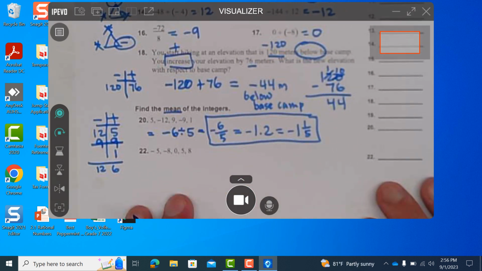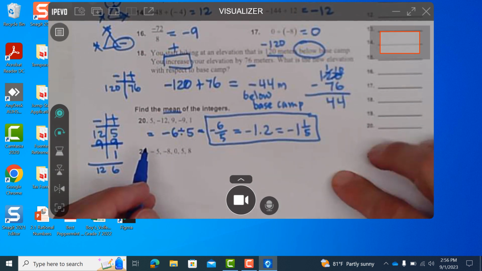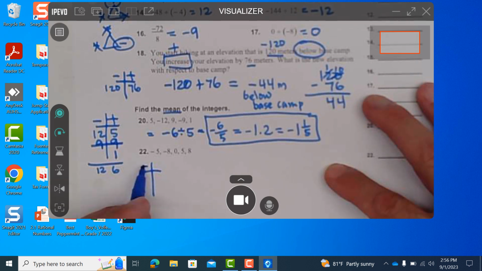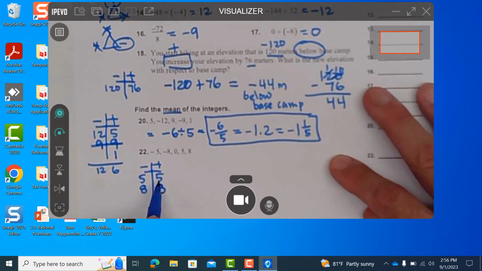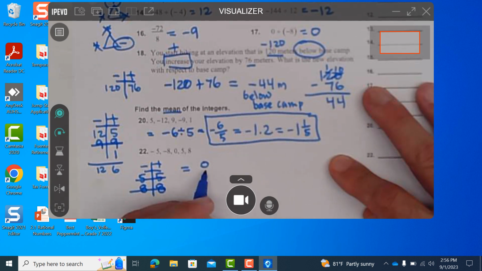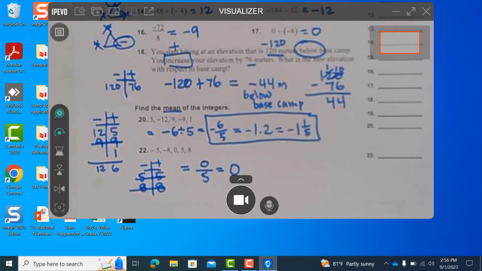All right, looking at number 22. If you're doing the same thing, you're going to add those numbers up, negative and positive. So I have 5 negative, 8 negative, 0, 5 positive, and 8 positive. Well, based on what we did in the last problem, we crossed these 9s off because they were on both sides of the T-chart. 5 and 8 are also on both sides of the T-chart. So what we have is really a 0 divided by 5. That equals 0. Okay, so the average, or the mean, would be 0.